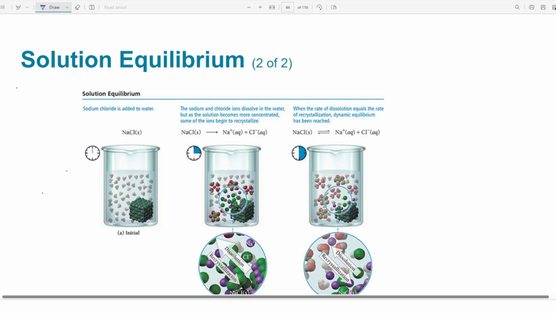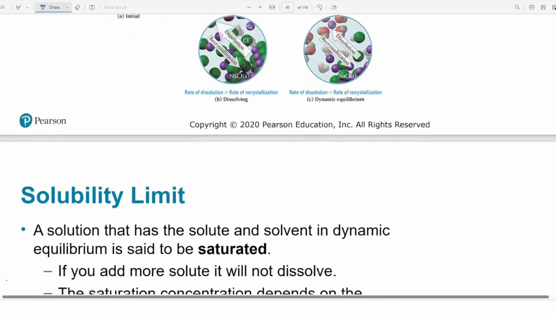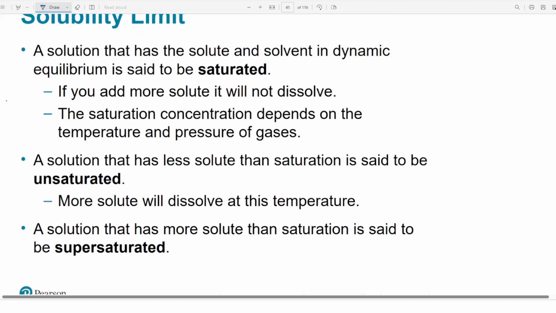After some time, the solution reaches a dynamic equilibrium where the rates of dissolution and recrystallization are constant, and no more solute will dissolve at that temperature. A solution that has the solute and solvent in a dynamic equilibrium is said to be saturated. And if you add more solute, as I said, it will not dissolve.